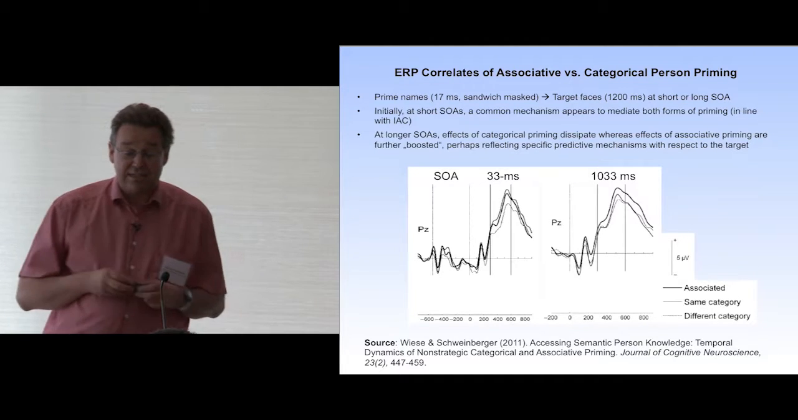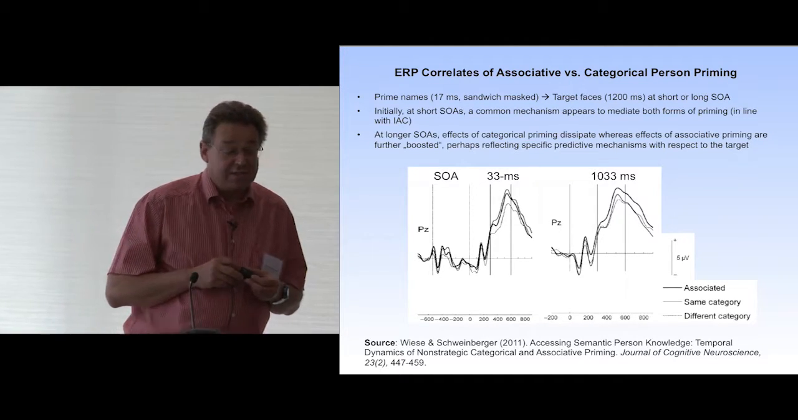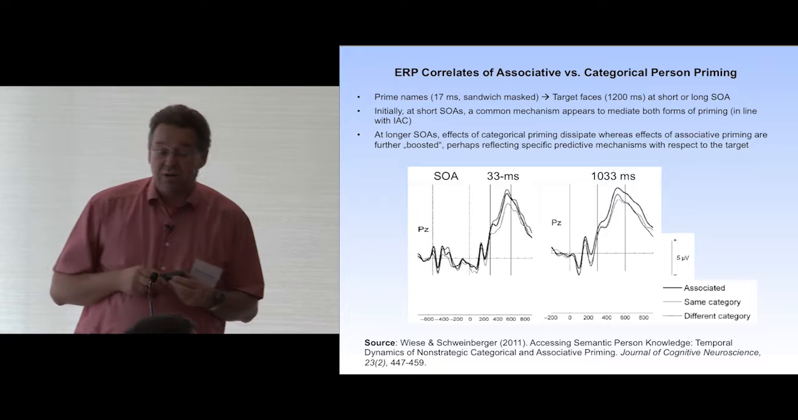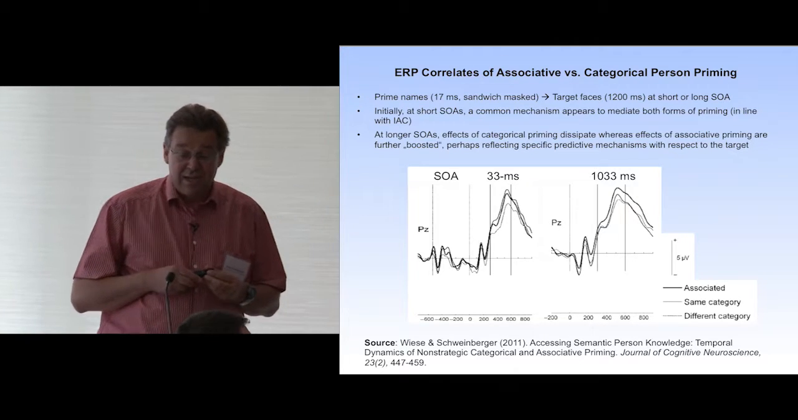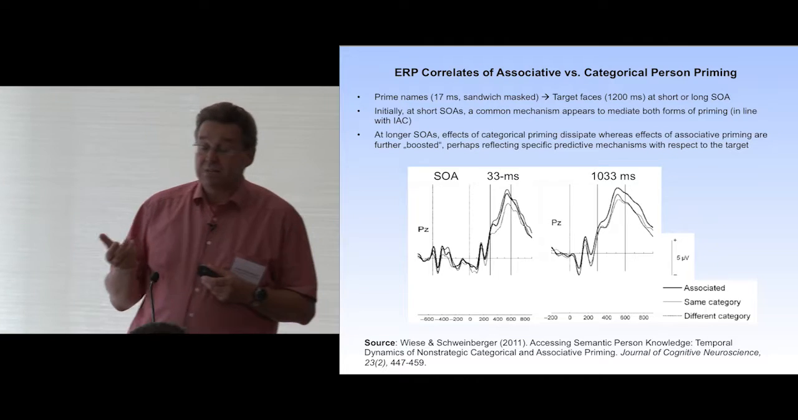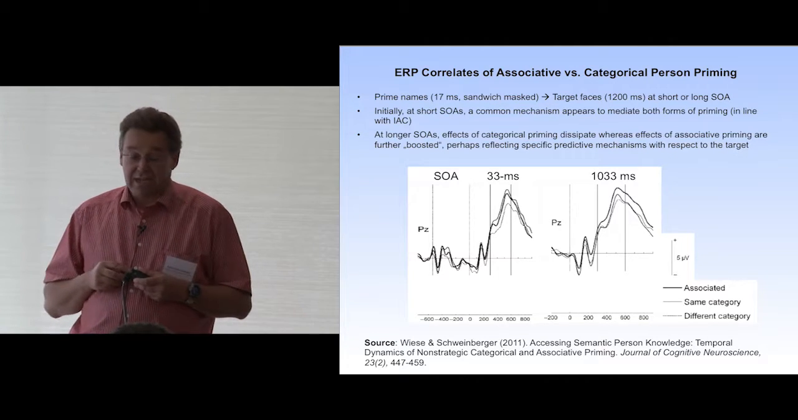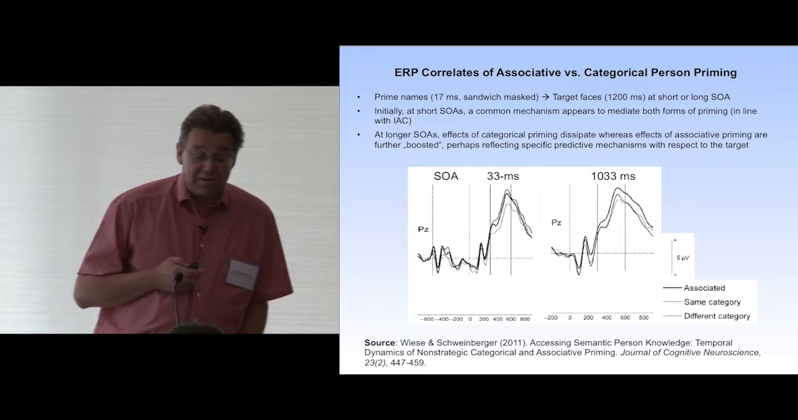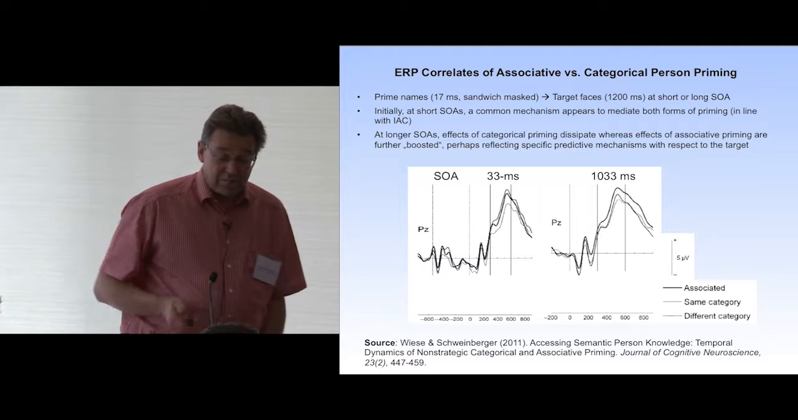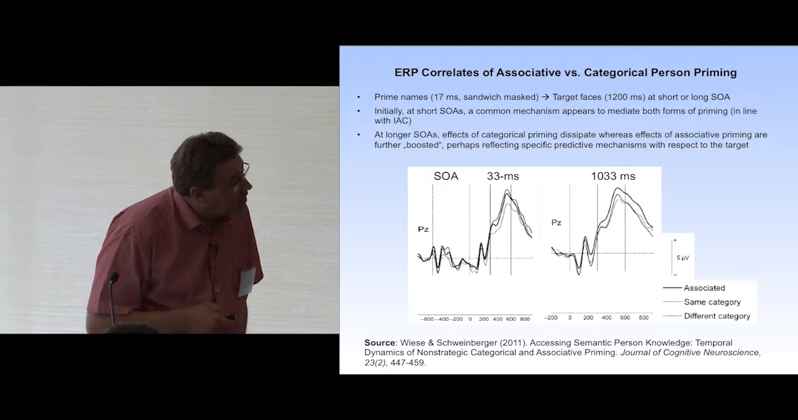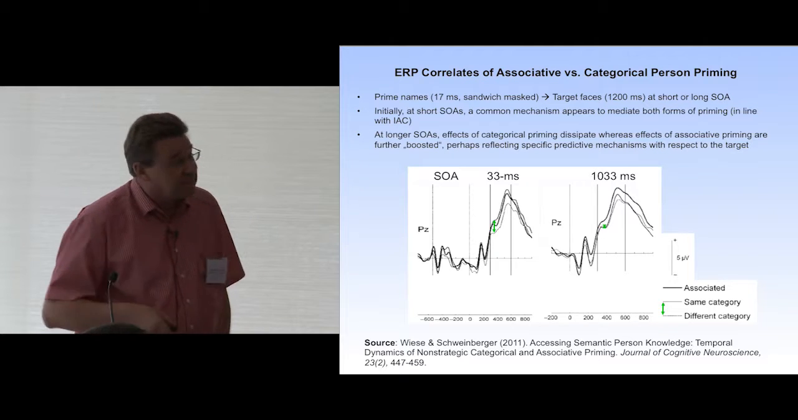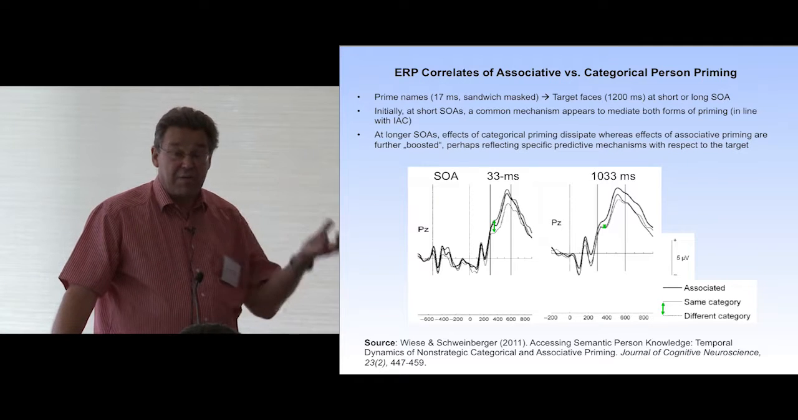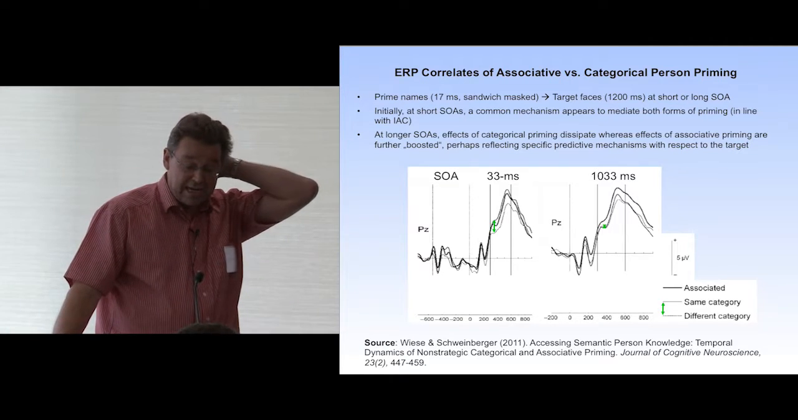Well, actually, Holger Wiese tested this by investigating priming for faces that were preceded by masked prime names, either at very short or at long stimulus onset asynchronies. And the primes were either associated to target persons or they shared the same occupational category, but they were unassociated. And intriguingly, at short SOAs, both associative and categorical priming initially elicited identical N400 effects. I'm just highlighting in green here the size of the categorical priming effect. So this is indeed evidence for the priming mechanism that is proposed by Burton's IAC model.